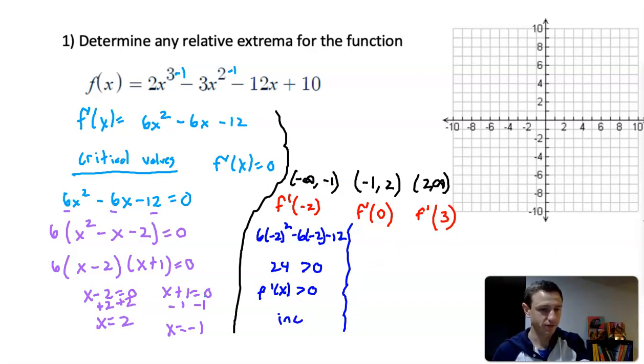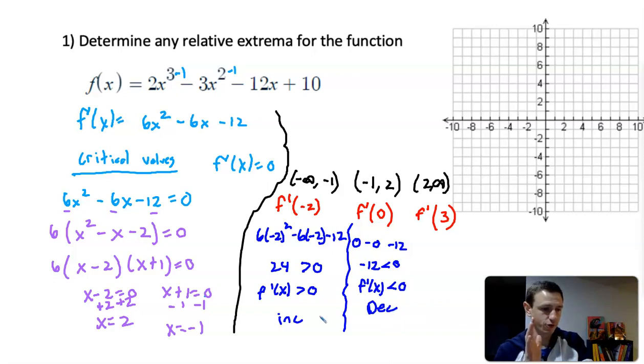So now we do that same thing for the rest of the intervals. So I'm going to do 6 times 0 squared minus 6 times 0 minus 12. And that's actually pretty easy to do. 0. So it's going to be 6 times 0 squared. 0 squared is 0. 0 times 6 is 0. Minus 6 times 0 is 0. Minus 12. 0 minus 12 is a negative 12. So that's negative. So that's decreasing. So the f prime of x in this interval is less than 0. So that means it's going to be decreasing on this interval.